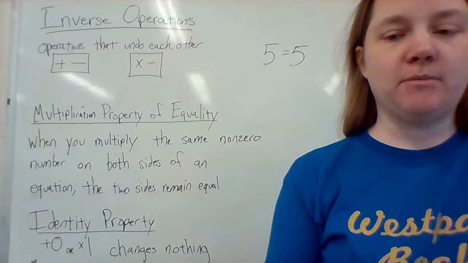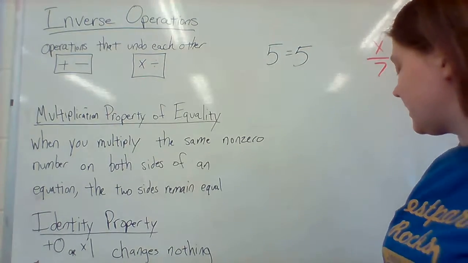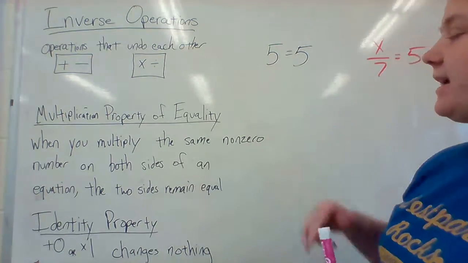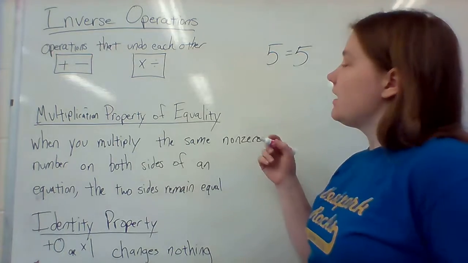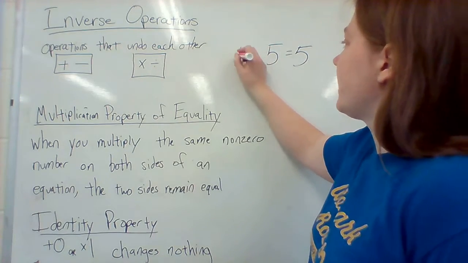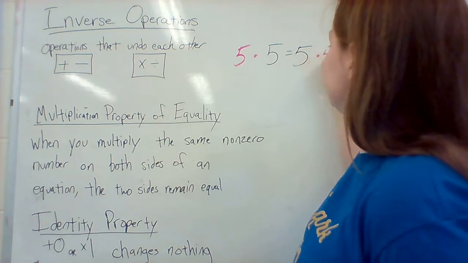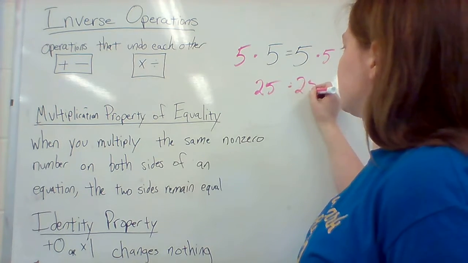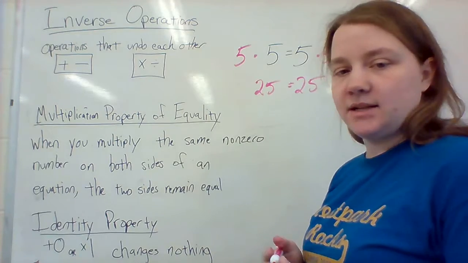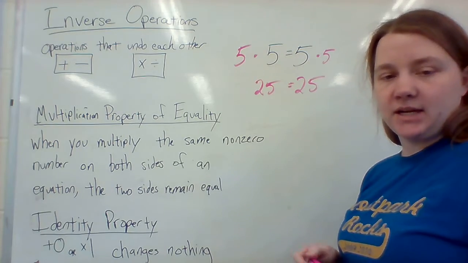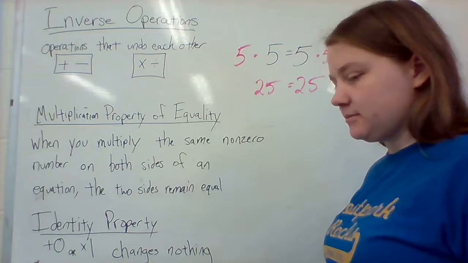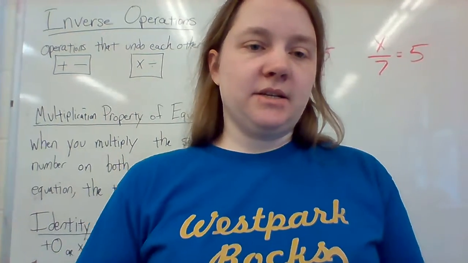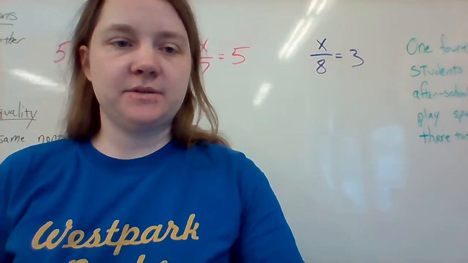Let's go ahead and look at our example. If I have 5 equals 5, and I'm going to multiply by 5 on both sides, 5 times 5 is 25, and 5 times 5 is 25. So I get the same answer on both sides. Let's go ahead and take a look at our equations.